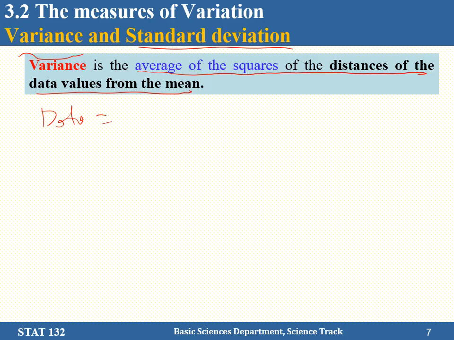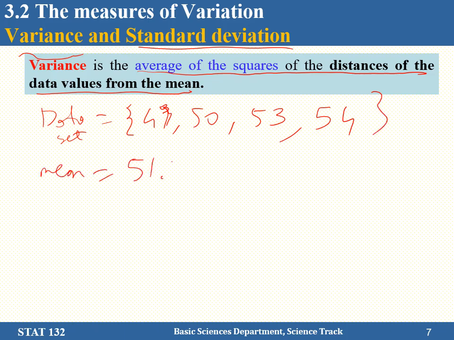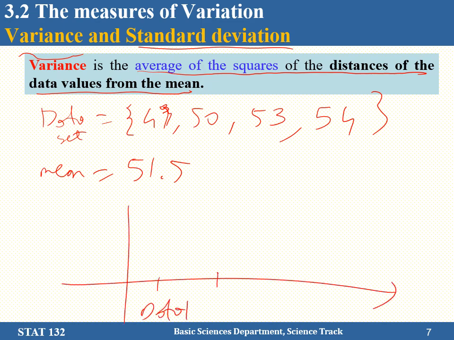Let me tell you. You have a data set. Let's say this is 49 and 50, then 53, and then you have 54. If you calculate the mean here, it's 51.5. Let's put these data values here. This is not a frequency graph, by the way. I'm just trying to show you the dispersion of the data. So 49 is here, and 50 is here. Then we have 53, and then 54 is a little higher.